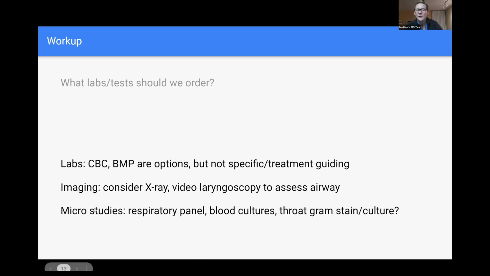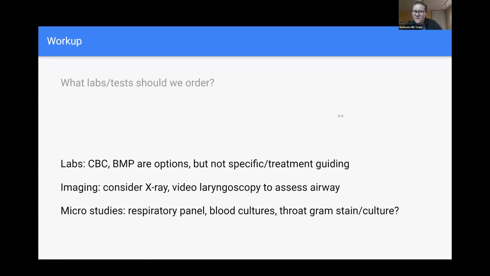And then for microbiology studies, we can do things like a respiratory viral panel to see exactly what virus is causing their illness. And then to be extra sure that they don't have anything super life-threatening, we can do blood cultures and a throat gram stain and culture with that to see if they do have a bacterial cause, which again would be something that we're more concerned about than a virus.